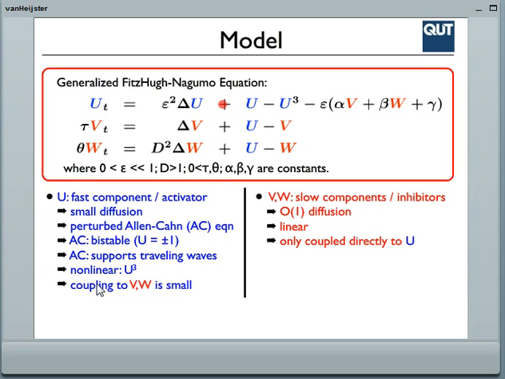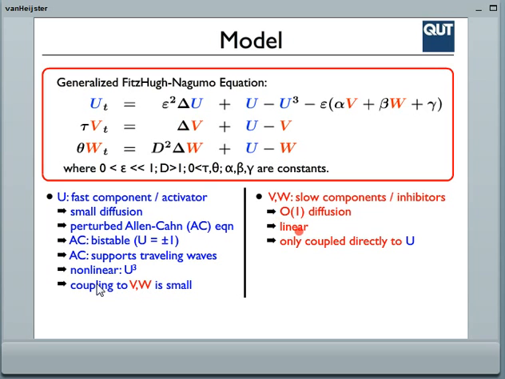How do we look at the red terms? We call them the slow components, also the inhibitors. They have order 1 diffusion. So D is just a constant, let's say 2 or 4 or 5. They diffuse on the same scale, but they diffuse much slower than the U component. So they use a different scale.